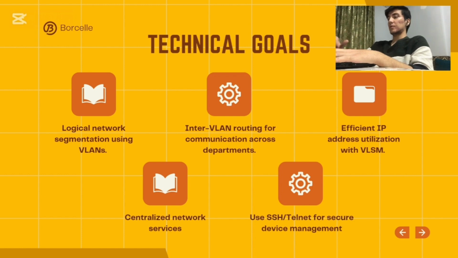We'll also implement variable length subnet masking to efficiently allocate IP addresses. Implementation of centralized network services and use of SSH and Telnet for secure device management will also be among the main technical goals in this project, to provide a secure and efficient network for the university.